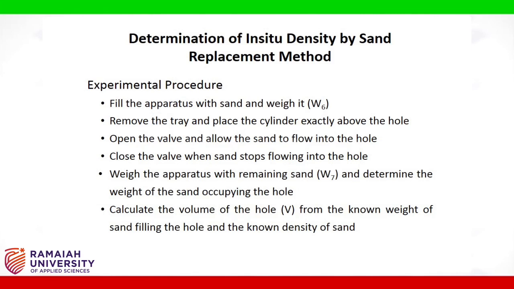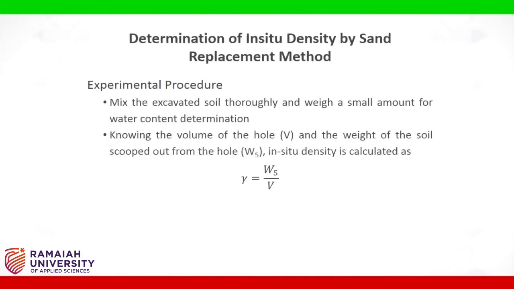Calculate the volume of the hole, V, from the known weight of sand filling the hole and the known density of sand. Mix the excavated soil thoroughly and weigh a small amount for water content determination. Knowing the volume of the hole V and the weight of the soil scooped out from the hole W5, the in situ density is calculated as gamma equal to W5 by V.